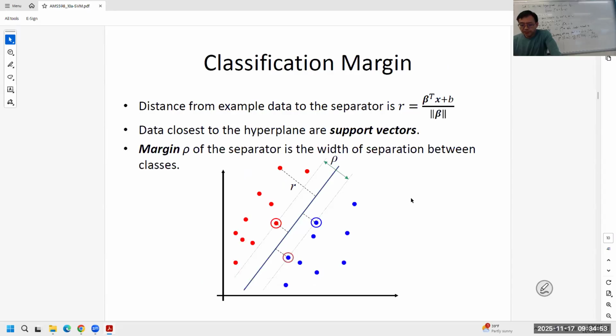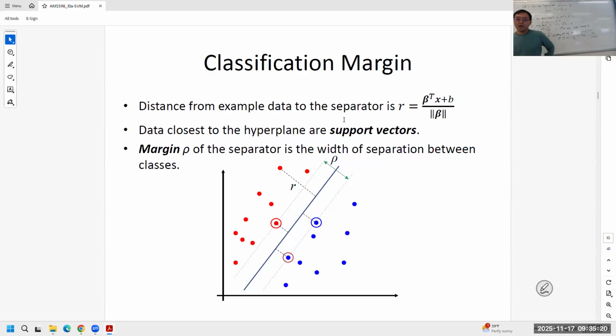That's the intuition. So mathematically, how can we define this problem? This can be defined as the so-called classification margin. The distance from any point to the separator is basically R. The distance is R, which is given by beta transpose X plus b divided by the norm of beta.